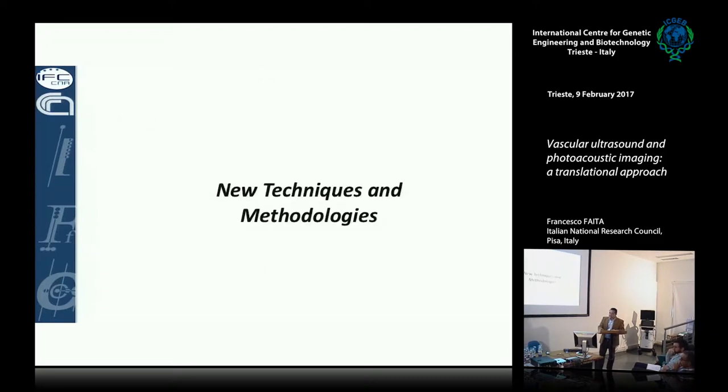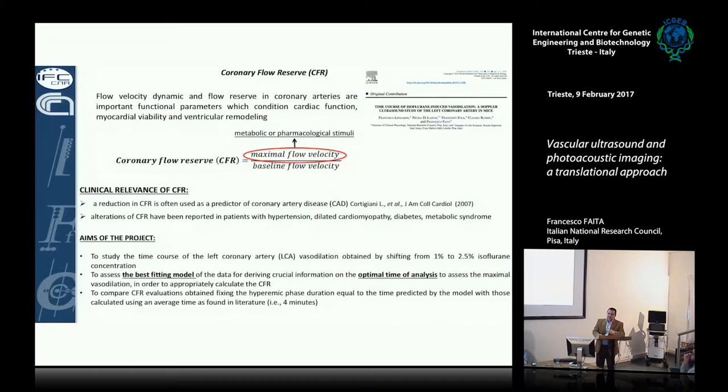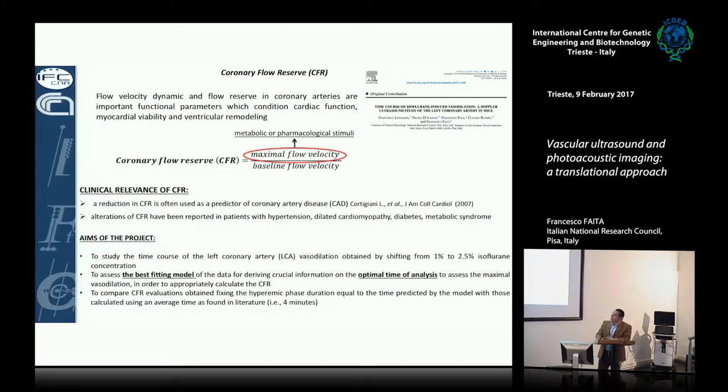So let's start with the imaging biomarker, in particular with the coronary flow reserve. You know, flow velocity and flow reserve in coronary arteries are important functional parameters, conditioning cardiac function, myocardial viability, and ventricular remodeling. And moreover, the CFR is clinically relevant because a reduction in CFR can be used as a predictor for coronary artery disease, and also alteration of CFR has been reported in patients with several different cardiovascular diseases, such as diabetes, metabolic syndrome.